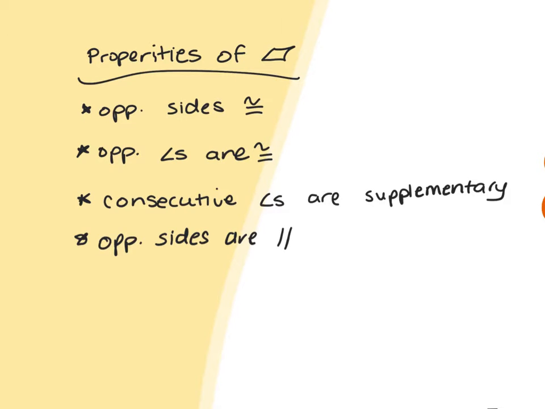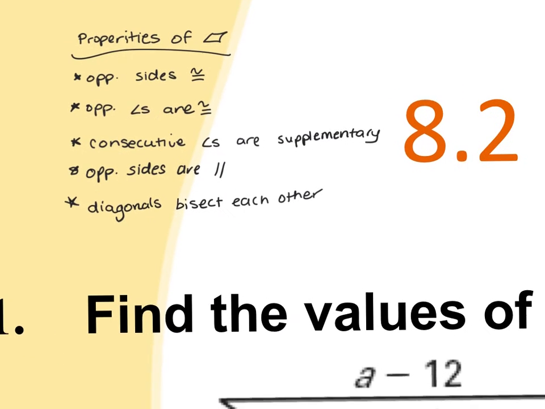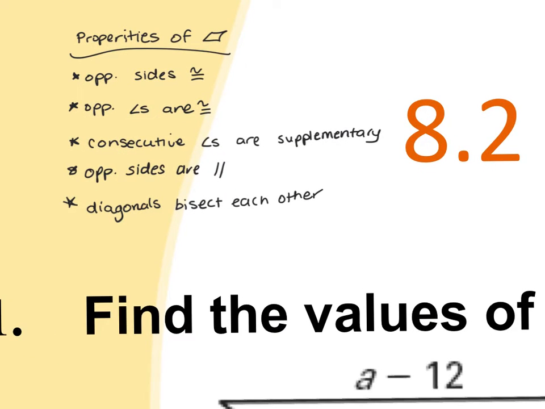Missing one. Is it the one with the diagonals? Mm-hmm. What is it? Diagonals. Good, they bisect each other. Diagonals bisect each other, which means they cut each other into equal parts. So the whole diagonal is not necessarily equal, but the 2 parts along each one are.